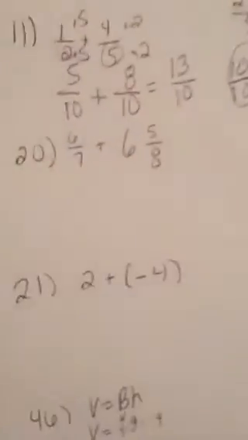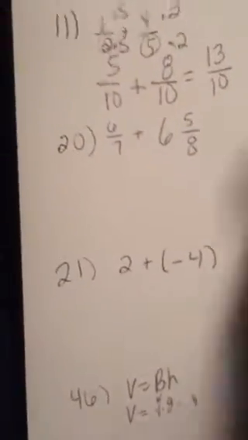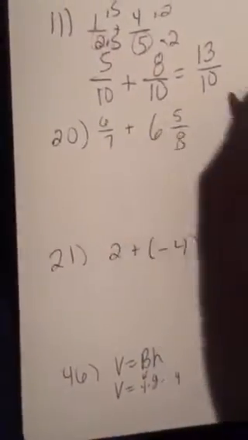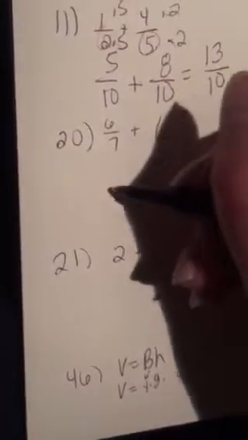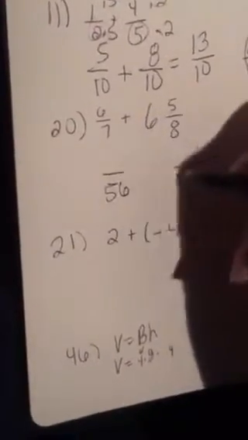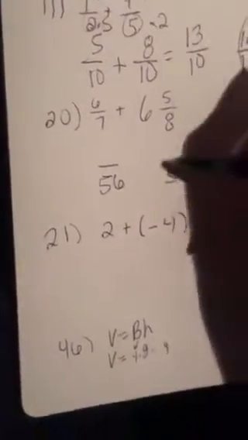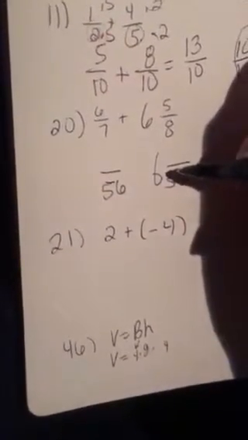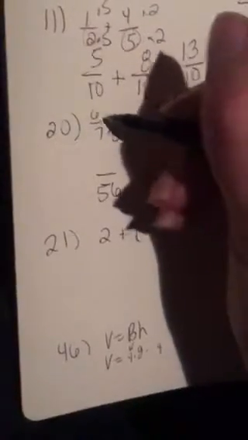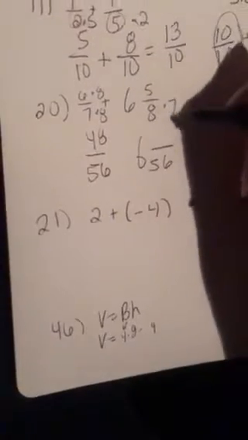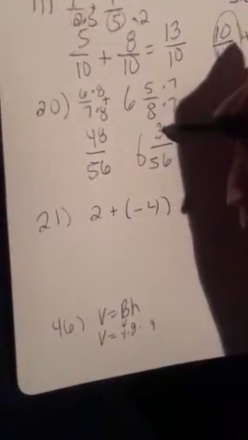For number 20, we're still adding, and we're adding with our denominators still not the same. So I'm going to think, what denominator do 7 and 8 have in common? Well, I know if I multiplied them together, I would get 56, so I'm just going to use that. And I'm just going to bring the 6 down for now and not worry about it. 7 times 8 is 56. 6 times 8 is 48. 8 times 7 is 56. 5 times 7 is 35.